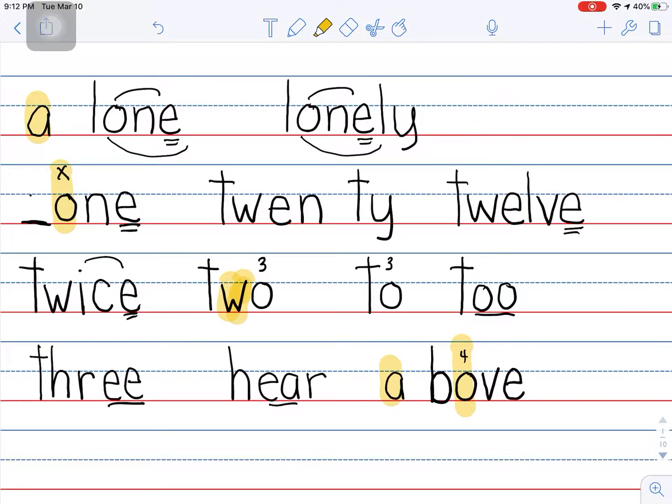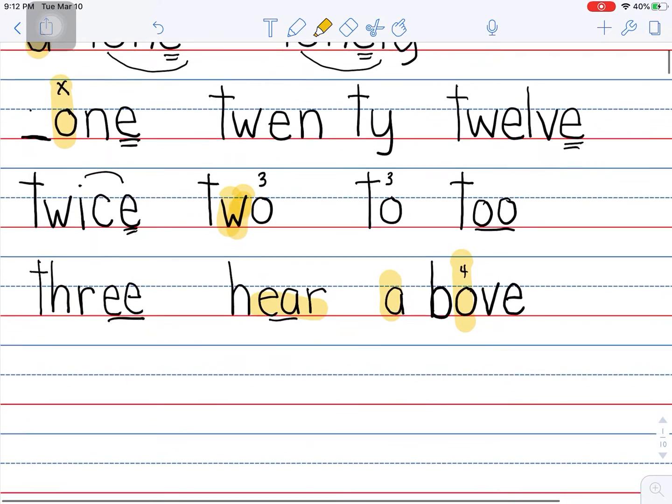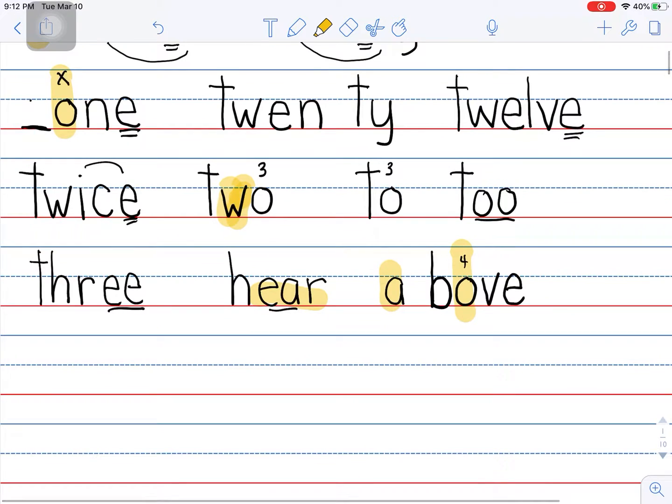In this word here, hear, I want to hear you. I want you to remember I will hear with my ear. And we use the EA to say E. Okay. Next word.